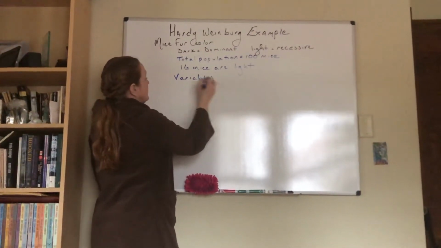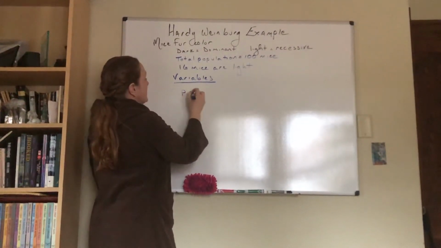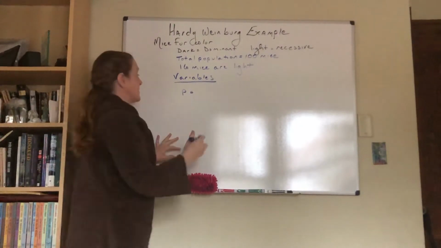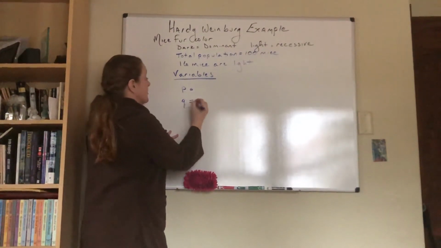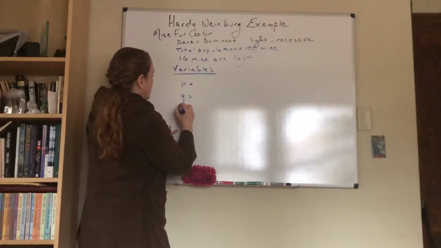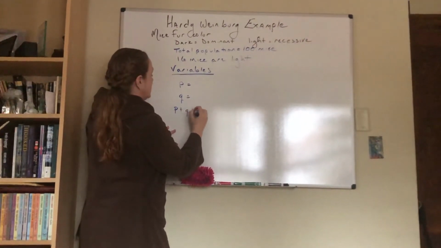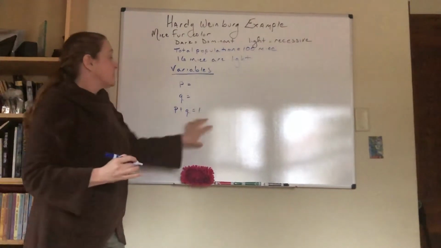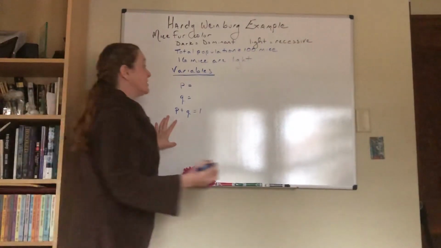Now with the Hardy-Weinberg model, I know that I'm going to have those key variables that I have to define. So I know I'm going to have to define P, or the frequency of the dominant gene. I know I'm going to have to define Q. My equation is P plus Q equals 1, or 100% of the genes in the population.